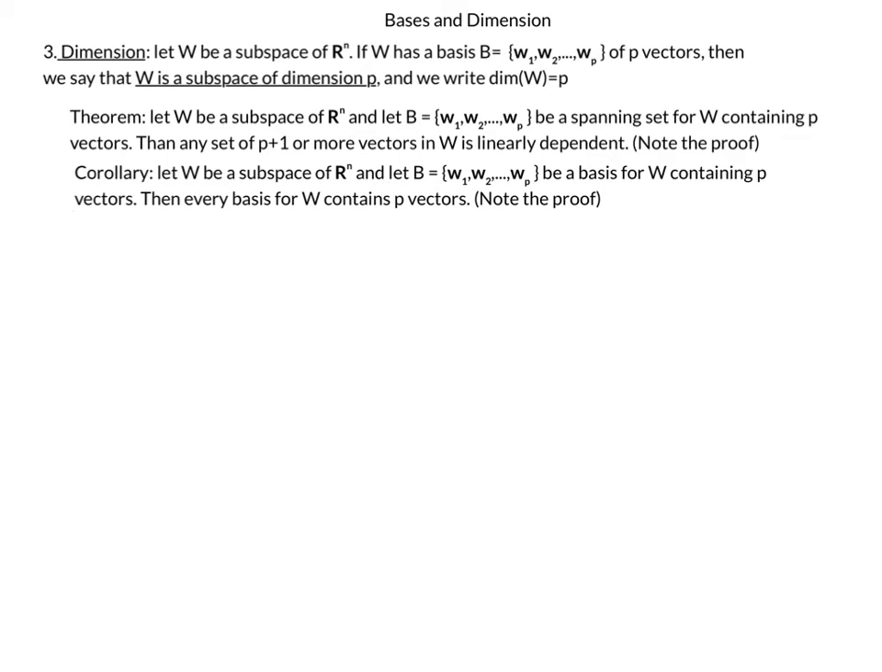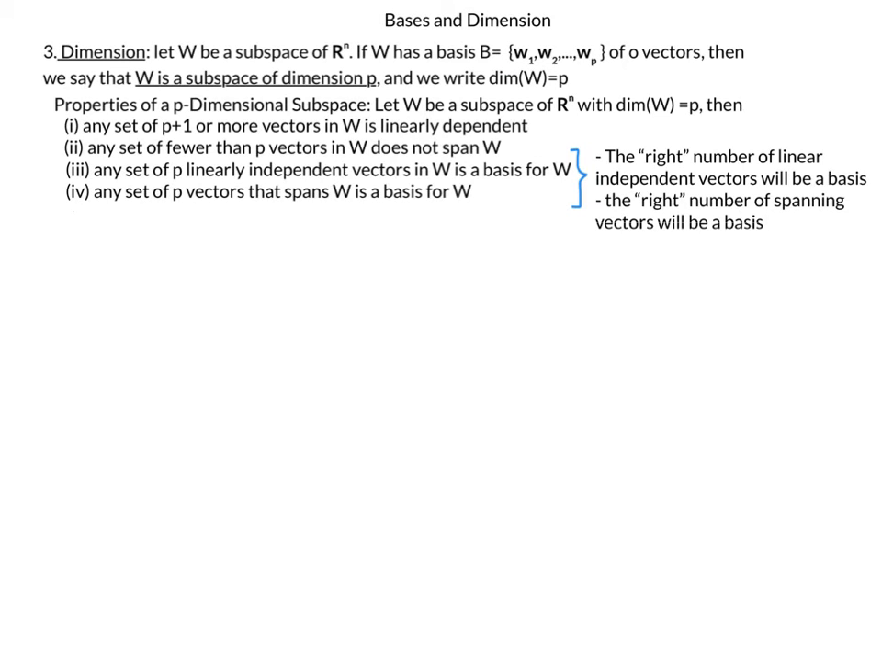And just to be clear, we have this theorem and corollary, which tells us that if we have a subspace of Rn and we have a basis with p vectors, then every basis of W contains p vectors. So you're not going to get one basis with p vectors and another basis with p plus 1 or p minus 1 vectors. All your bases are going to have the same number of vectors, which is how we can define dimension.